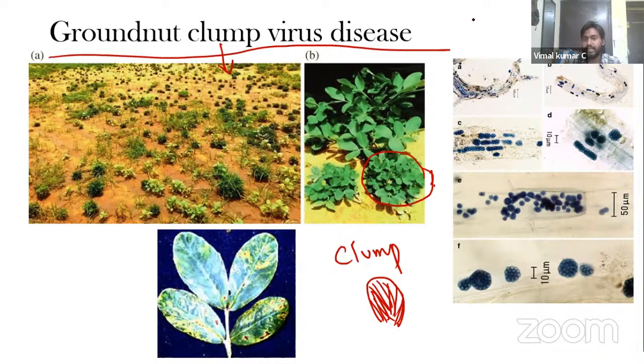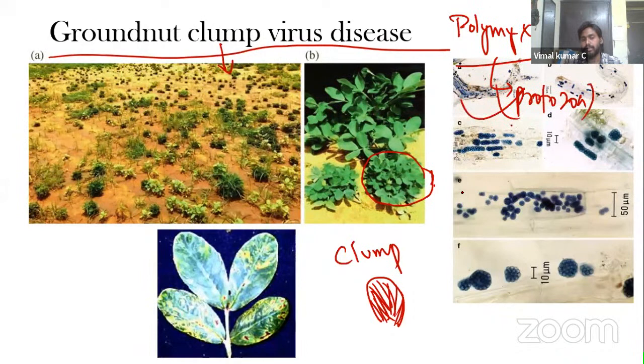Can anyone tell me what this organism Polymyxa graminis is? Is it an insect, bacteria, fungi or protozoa? Just tell me. Anybody? Okay, so this is a protozoa or myxomycete, and that is transmitting the virus.